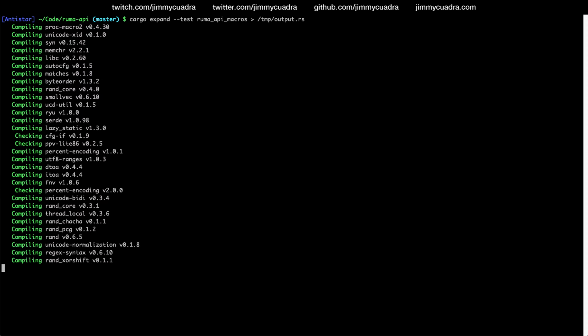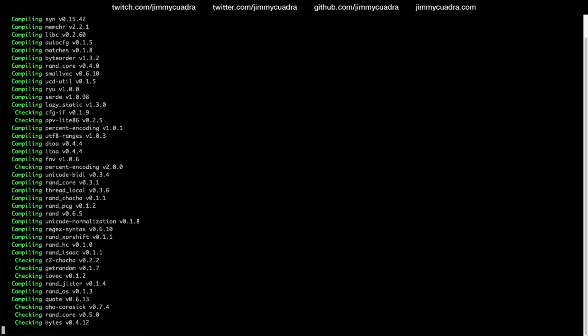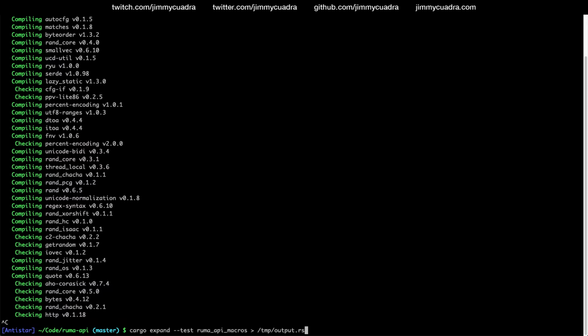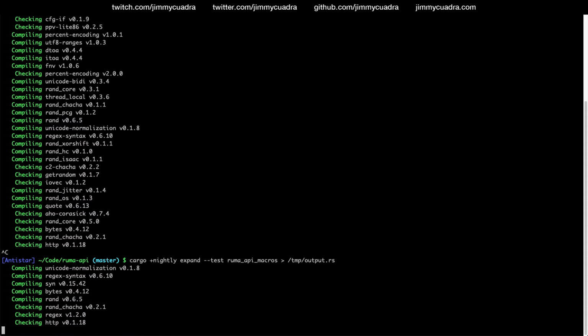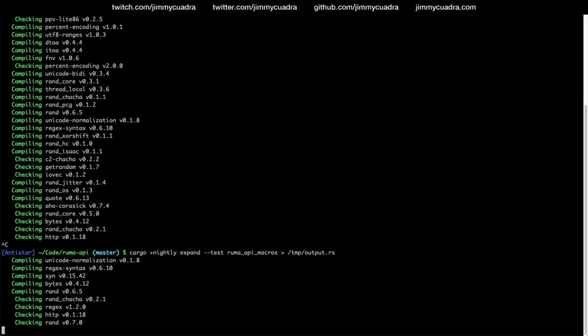Oh, I wonder if I need to run this against the nightly compiler. Oh, yeah. I should not do this. I should do cargo... Whoops. Cargo +nightly. Because cargo expand will only run on nightly because of that unstable compiler option that it needs.